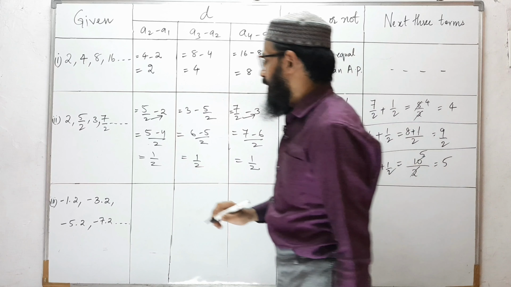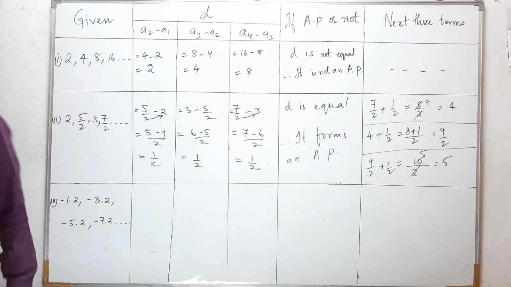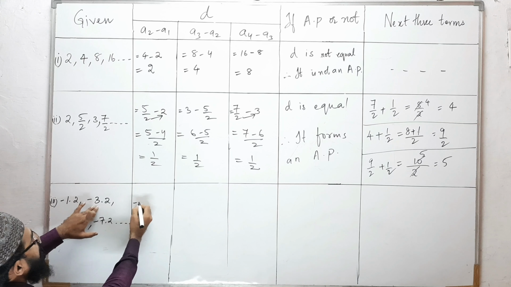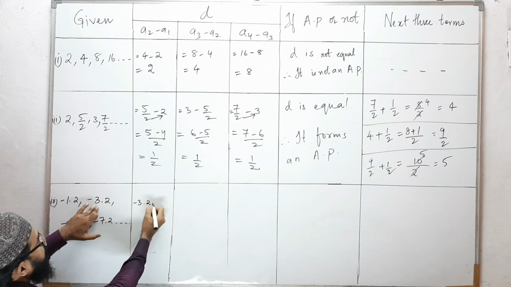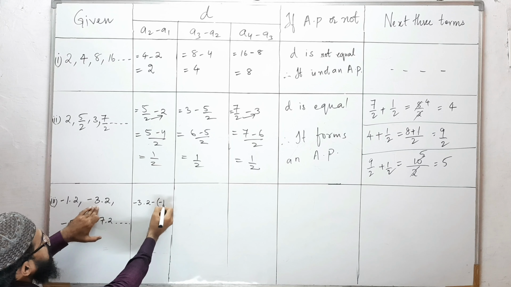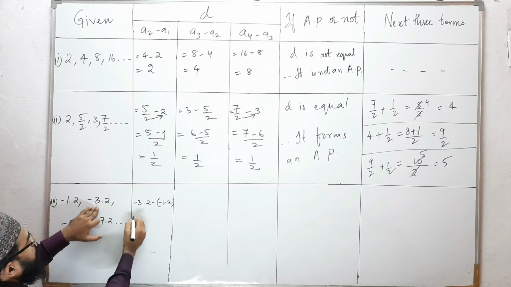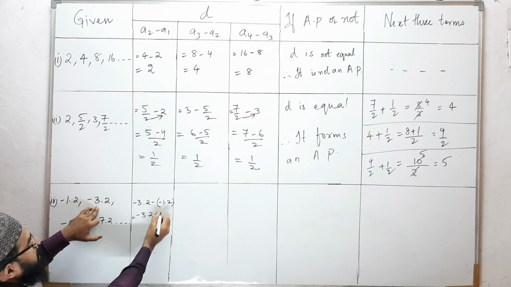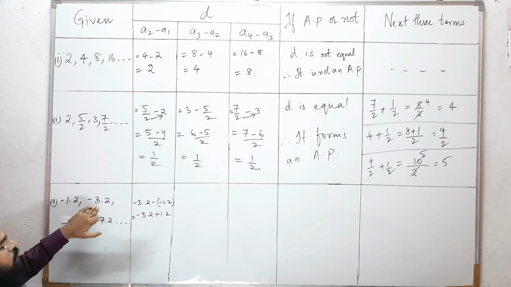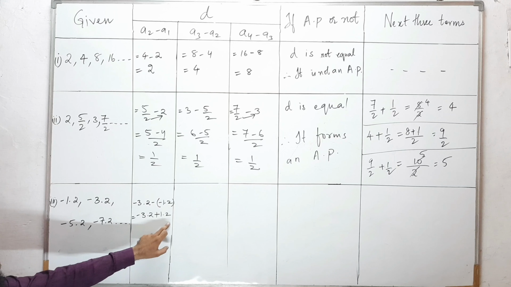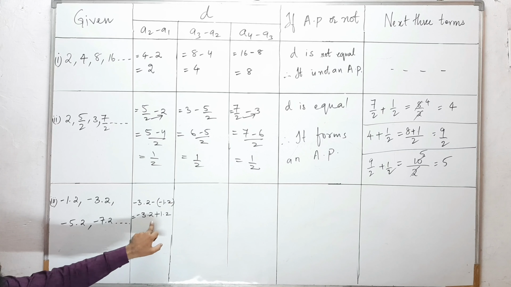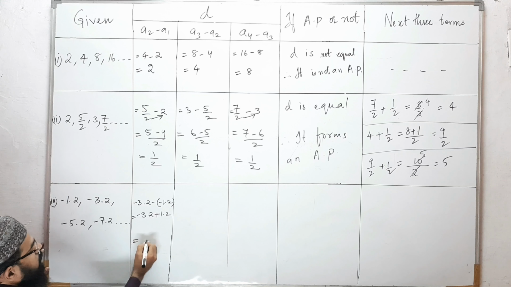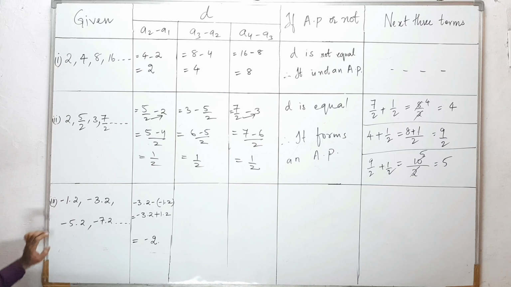Next, we will find out the D, A2 minus A1 in this. So what is A2? A2 is minus 3.2, minus of minus 1.2. So we get minus 3.2 minus into minus, plus 1.2. So 0.2 if we subtract, we get 0.0, and 3 minus 1 is 2. So we get minus 2.